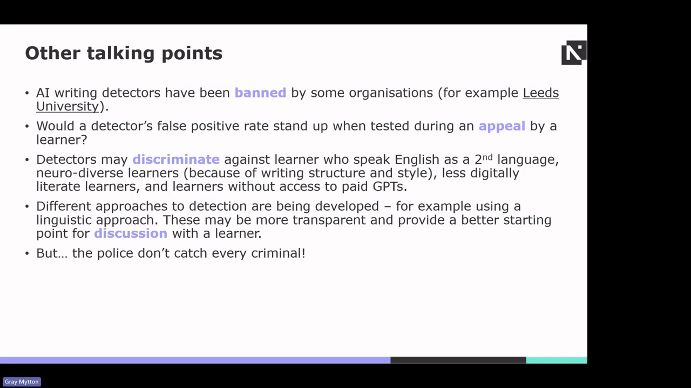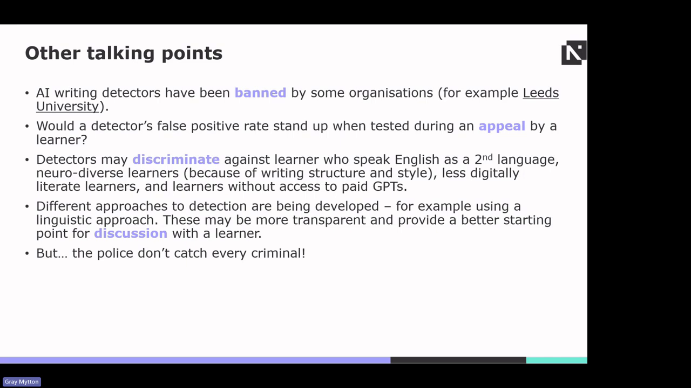This point, I think, is possibly one of the most important points of these whole slides, which is if you do use these writing detectors, paid for or not, there is some circumstantial evidence that some particular groups of students are possibly or are likely to be discriminated against because of how they write.